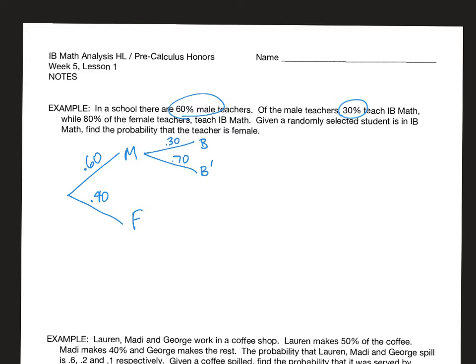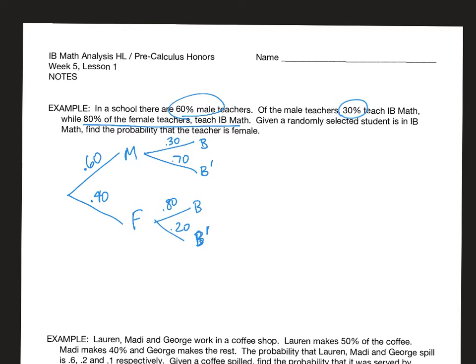And then it says while 80% of the female teachers teach IB. Okay, so we'll call this IB as 80%, and this not IB at 20%. Okay, so now that we've got this tree diagram with all of our information, it says that given a randomly selected student is in IB math.